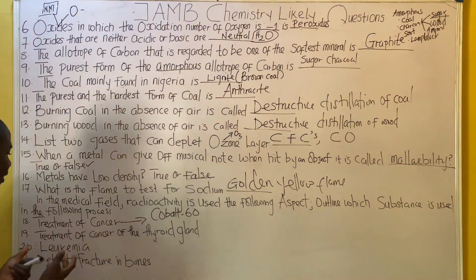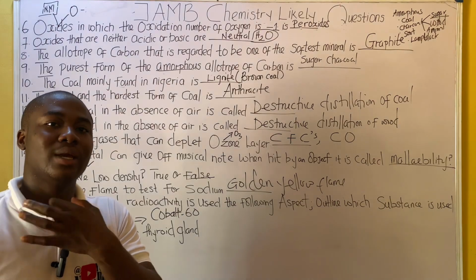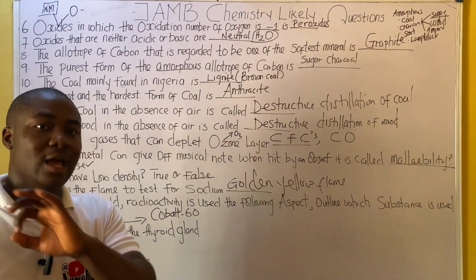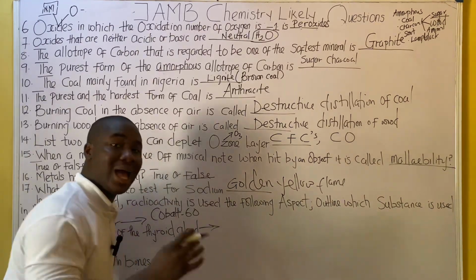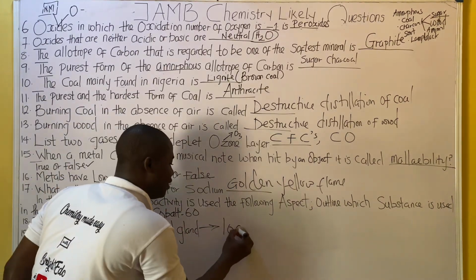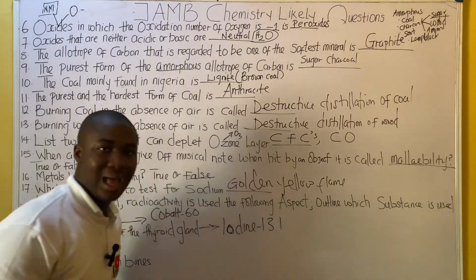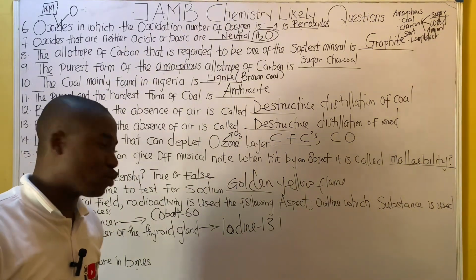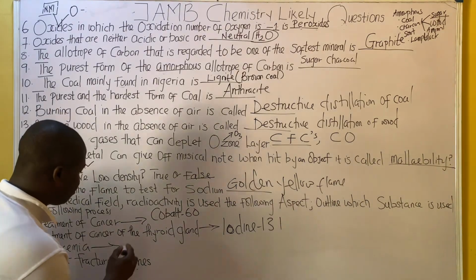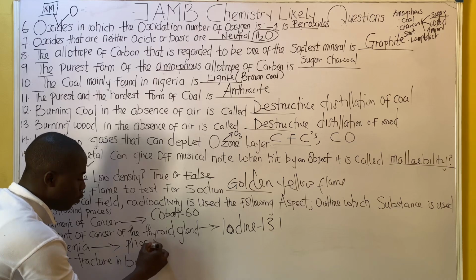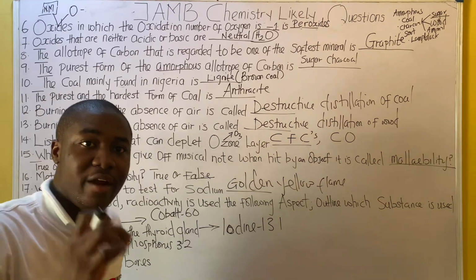But moving further, treatment of cancer of the thyroid gland. You know, the thyroid gland is located at the neck region, all right? So the treatment of the thyroid gland is basically done by another isotope in chemistry called iodine 131. This must be noted. Are you there? Moving over to the next question, which says, leukemia is treated by what? This is treated by also a very important isotope, which is called phosphorus 32. All these things are very, very important.